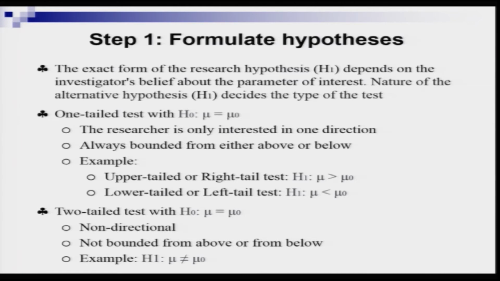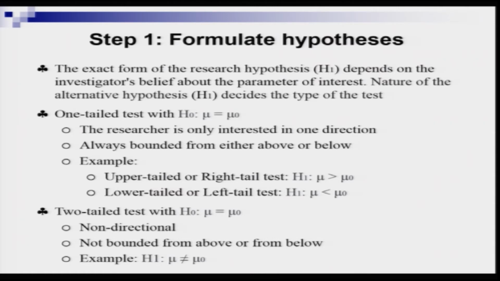This one tailed test can be of two types. One is called the upper tailed or right tailed test, where I set the alternative hypothesis H1 as mu greater than mu naught, the particular value of the parameter. Then there is the lower tailed or left tailed test, where I set the alternative hypothesis H1 as mu less than mu naught.